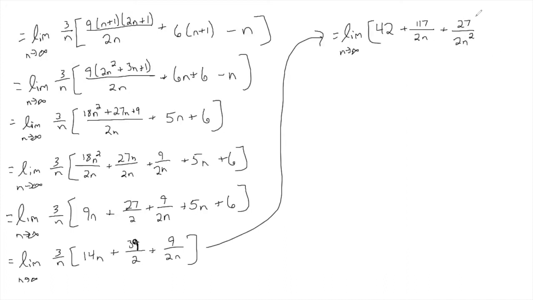I take a limit of this whole thing. Okay. Now I apply the limit. 42 doesn't go anywhere. And this goes to 0, and this goes to 0. So I just get 42. And that is my final answer. Feel free to email me if you have any questions on this.